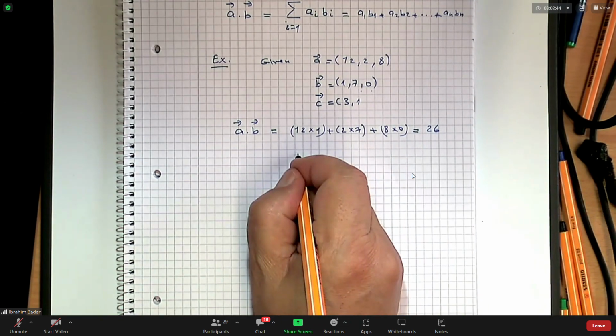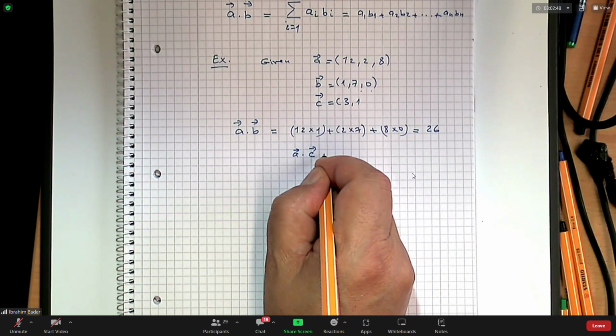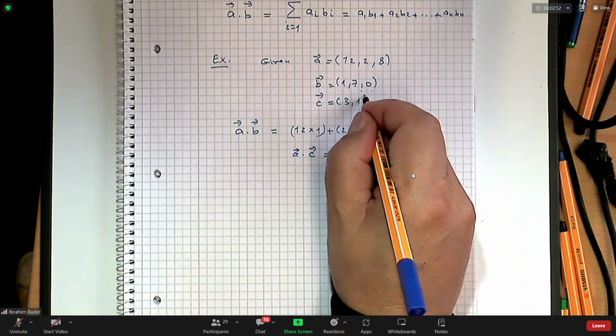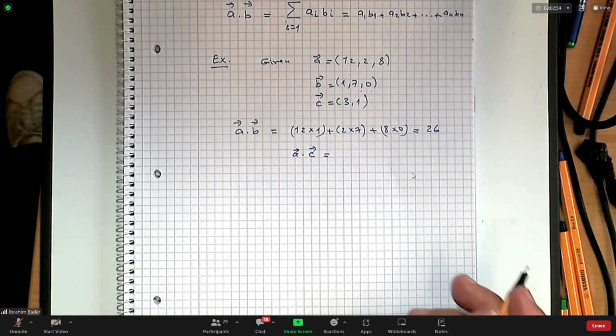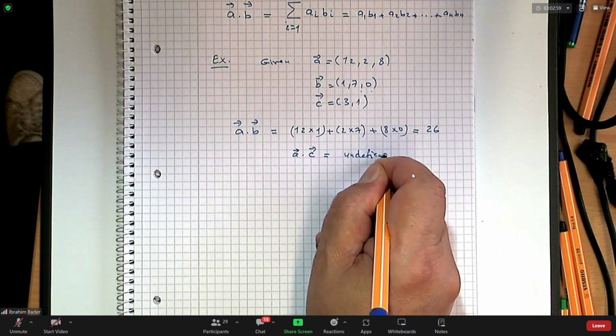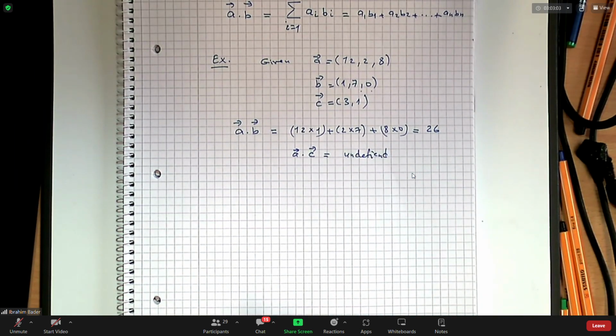Now, what is A dot C? A dot C is undefined because different dimensions. Okay, it's undefined.